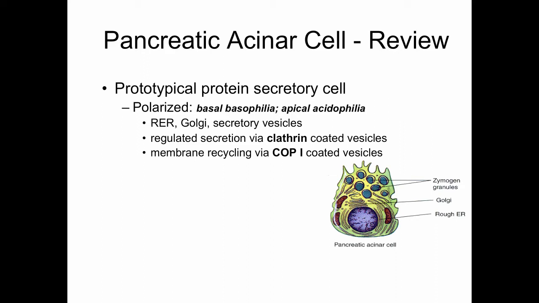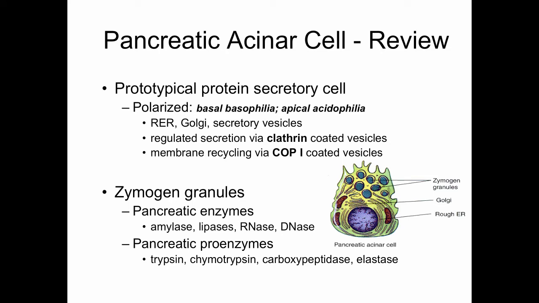Because there's so much secretion in the acinar cell, there's going to be a substantial amount of membrane recycling. Zymogen granules contain pancreatic enzymes like amylases, lipases, RNases, and DNases, and pancreatic proenzymes like trypsin, chymotrypsin, carboxypeptidase, elastase. And you talked about some of the function of these enzymes in your biochemistry course.